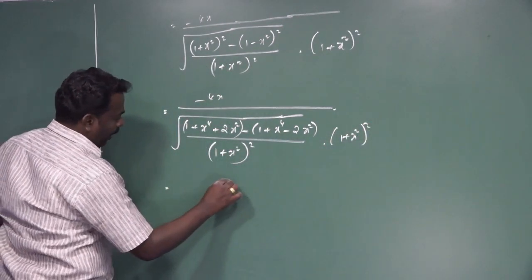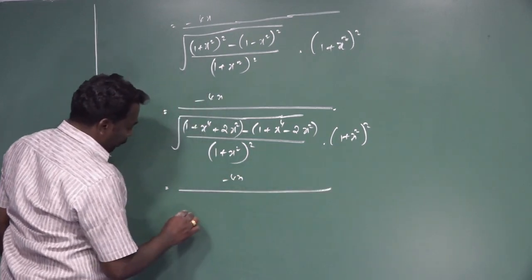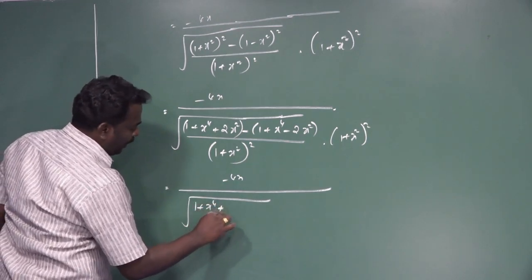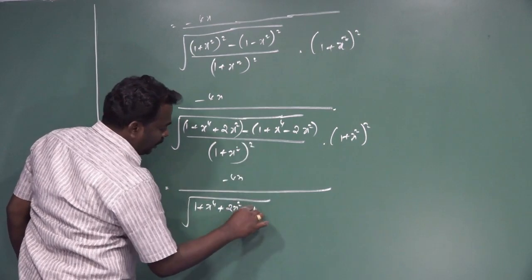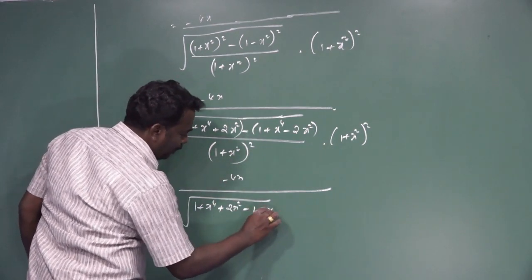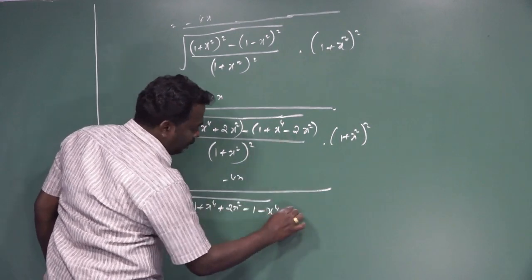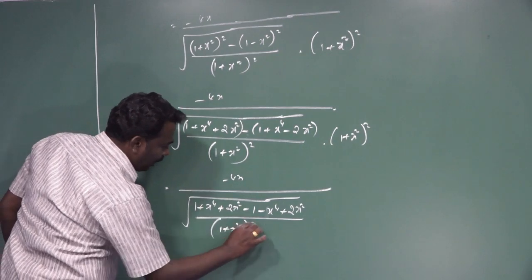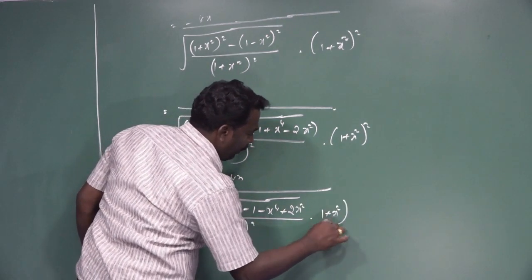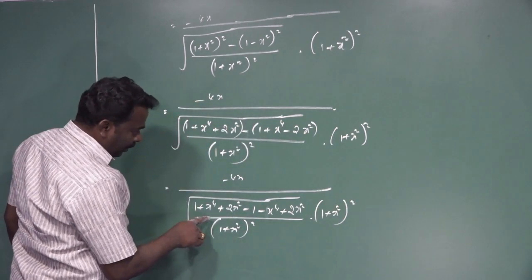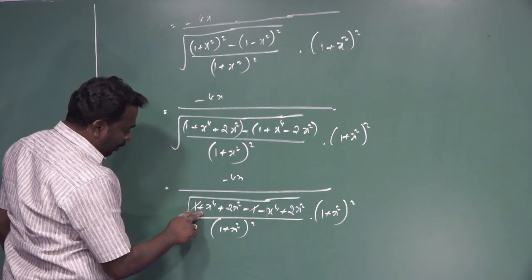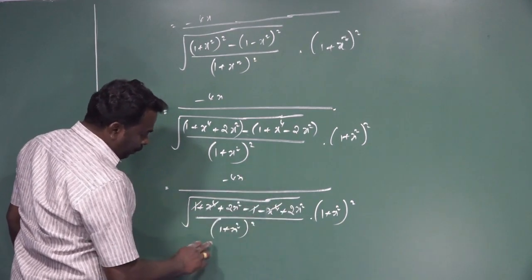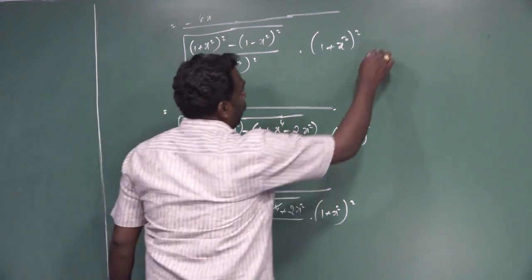Now it is equal to minus 4x divided by the square root of, removing the bracket, 1 plus x power 4 plus 2x square minus 1 minus x power 4 plus 2x square, by (1 plus x square) whole square remaining, into (1 plus x square) whole square as it is. Now what terms cancel? Plus 1 minus 1 cancel, x power 4 cancels, remaining is 4 times x power 2 by (1 plus x square) whole square, correct?